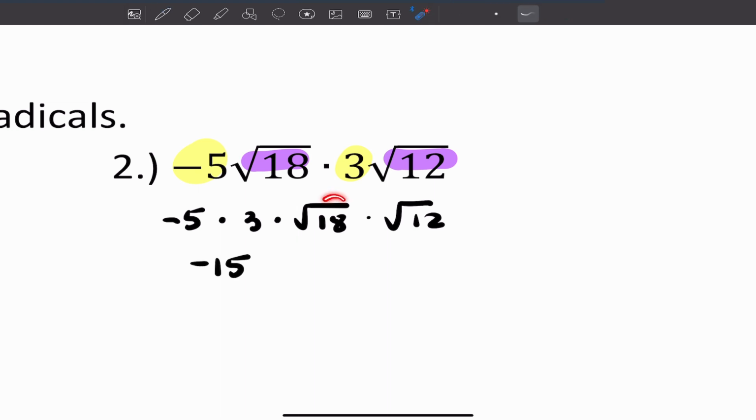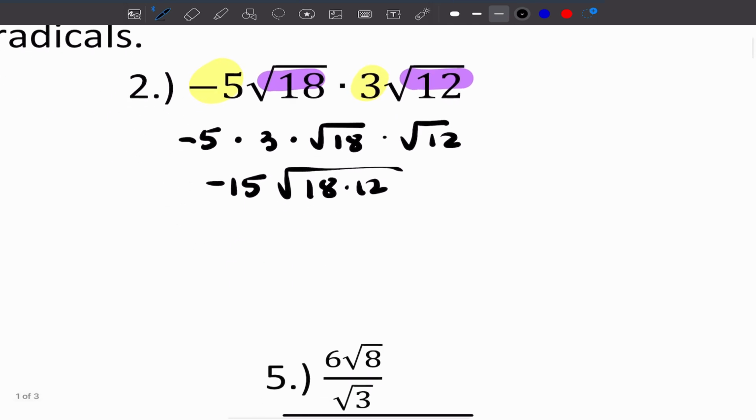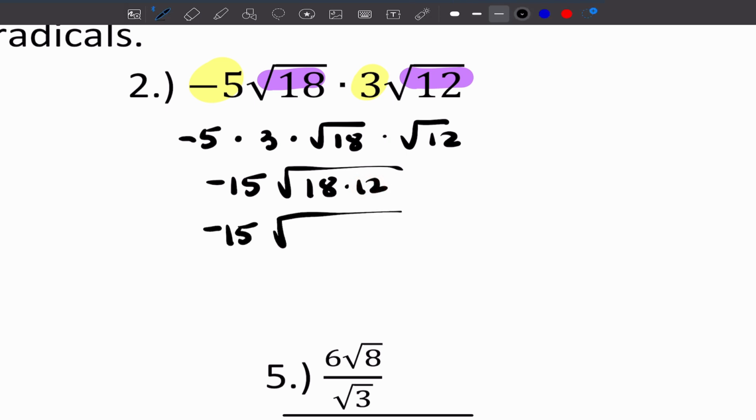And then the square root of 18 times the square root of 12. That is just the square root of 18 times 12, all in one radical. Again, I'm not going to multiply these two numbers. I'm going to break them apart anyways. So negative 15 times the square root of 9 times 2 times 4 times 3.